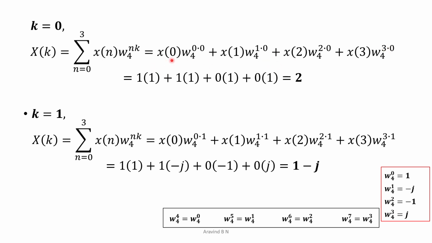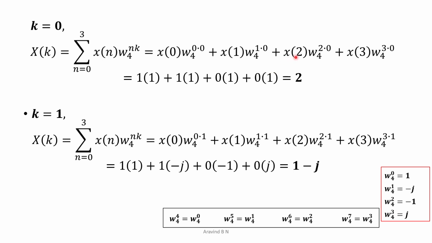x of 0 is known, that is given in the question itself, that is equal to 1. This will become omega 4 to the power of 0. Anything raised to the power of 0 will be equal to 1. So that is being substituted. Then x of 1, that is given in the question itself, that is also equal to 1. Omega 4 power 0 it will become, so that is once again 1.